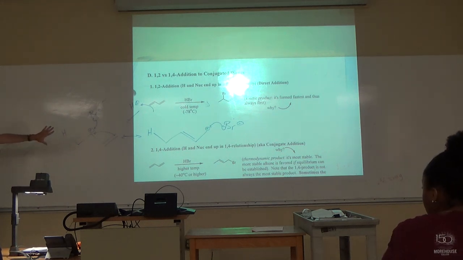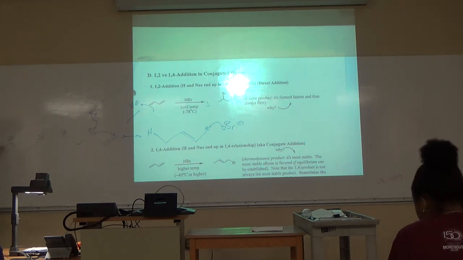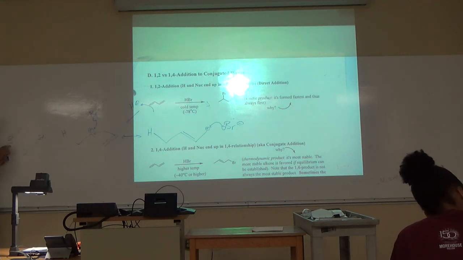That's one thing on the board. Two fake structures for one thing. This is what it's attacking. And the Br minus either attacks here. Why would it attack here? Because there's some positive here.